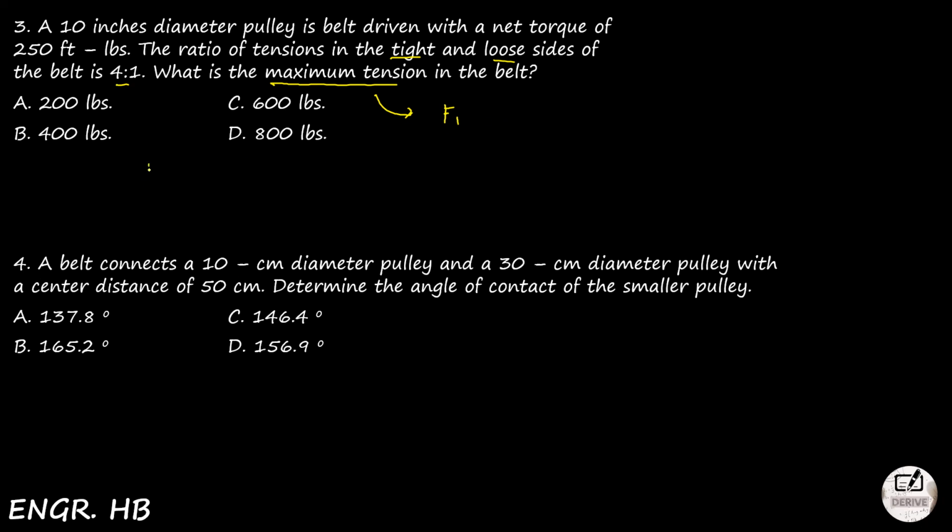And ito yung sinasabi ko guys na pag walang sinabing centrifugal tension, of course, just make it 0. So babalik lang sa dating formula na F1 over F2 is equal to e^(f theta). Okay, so ang sabi, the ratio of tensions in the tight, of course, ito lagi yung tight. And of course, F2 is laging loose side. So ang sabi, F1 over F2 daw is equal to 4:1.